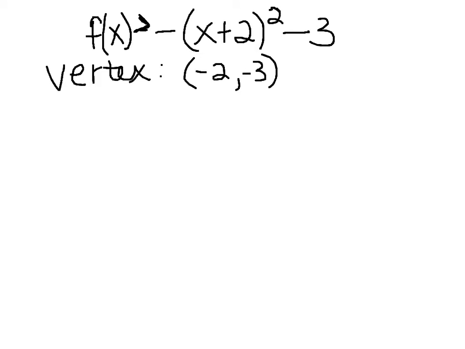At this point, if I know enough to know the shape of the parent function, I can graph directly from here. If I'm not quite sure and I don't know if there's any stretch or compression, I would need to use a table of values to see what the other points would be. This one doesn't have a vertical stretch or compression. So I'm going to show you how I would graph this.